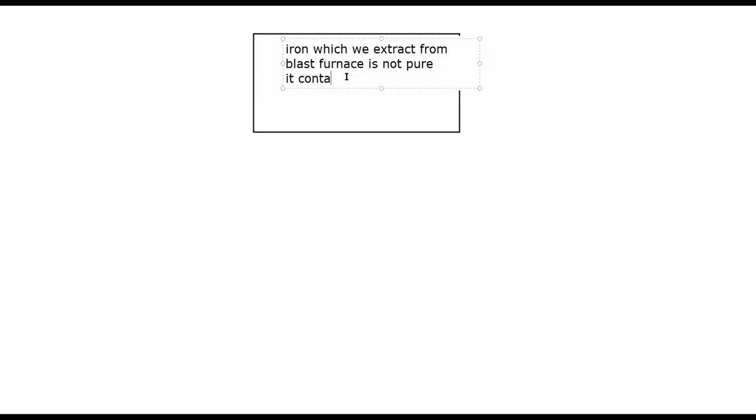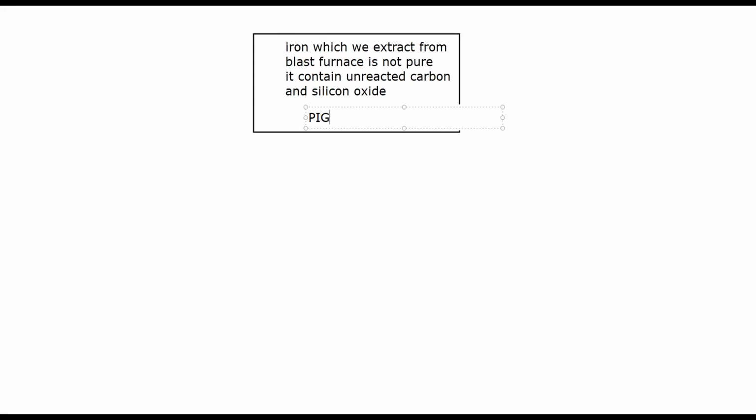So iron which we extract from the blast furnace is not pure iron. It contains unreacted carbon and some sand as well. And this iron is known as the pig iron, impure iron or a pig iron.